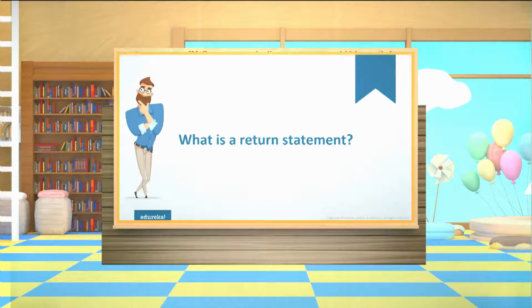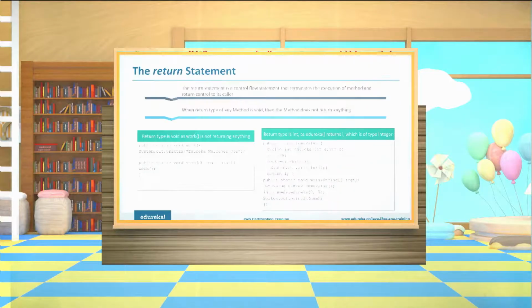So what is a return statement? Whenever control comes into a particular method, it does something and you return it back to the calling program. The return statement is a control flow statement that terminates the execution of the method and returns control to its caller. When the return type of a method is void, then the method does not return anything. But if it is returning a string or something, you would return a string, or null if you plan not to return anything. It could be null as well.